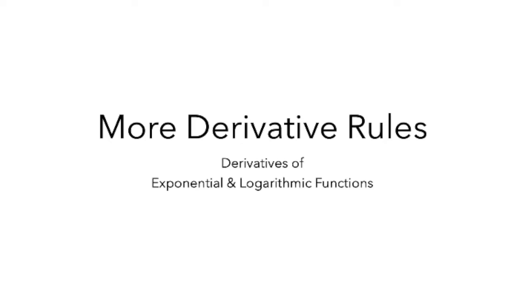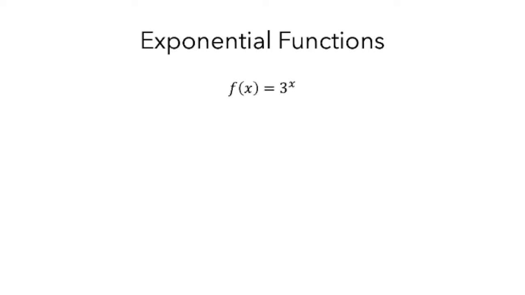Now let's look at more derivatives, specifically exponential and logarithmic functions. An exponential function is where the output of the function is a number raised to the value of the input. For example, f of x equals 3 to the x is an exponential function. In contrast to a monomial, where the exponent is a number, an exponential function has a variable in the exponent, and the number is called the base.